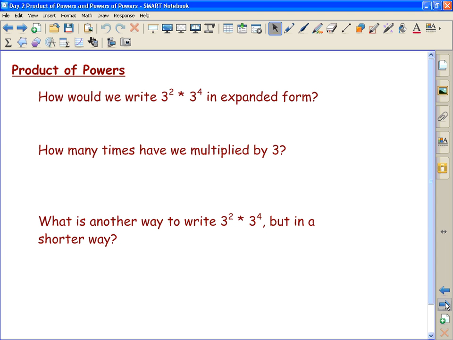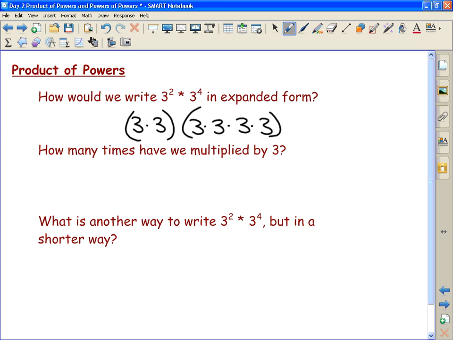So what is a way that we could write the long way, 3 to the second times 3 to the fourth? And you might tell me, oh, well, that's easy. We're going to write 3 times 3, and then 3 times 3 times 3 times 3. And my question to you is, how many times have we multiplied by 3 now? And you would say, oh, we've multiplied by 3 6 times.